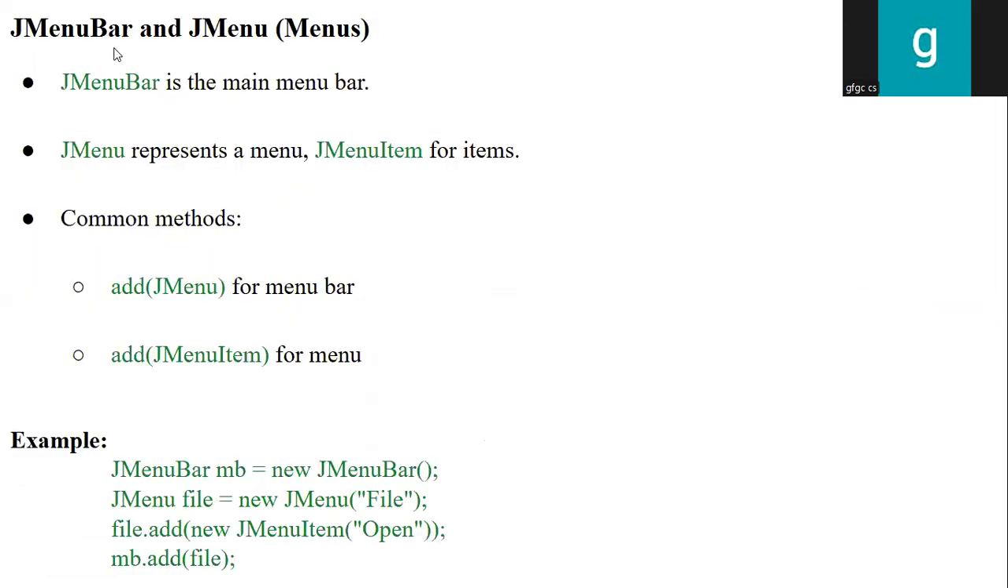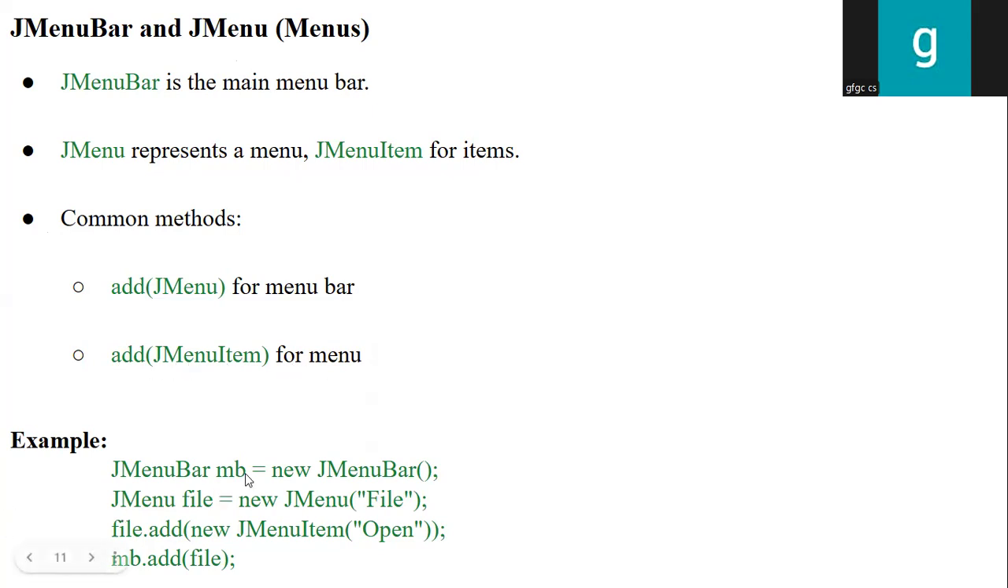Here, JMenuBar and JMenu are there. The last one in this particular session is JMenuBar and JMenu. JMenuBar is the main menu bar. JMenu represents the menu and menu items for that particular menu. Common methods are add JMenu for the menu bar, and add JMenuItem for the menu.